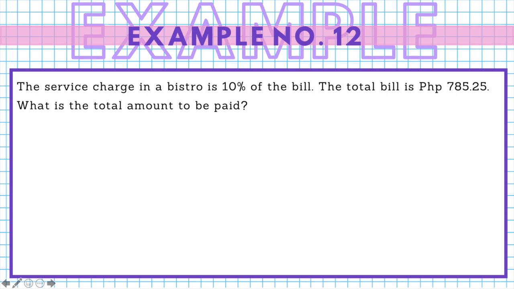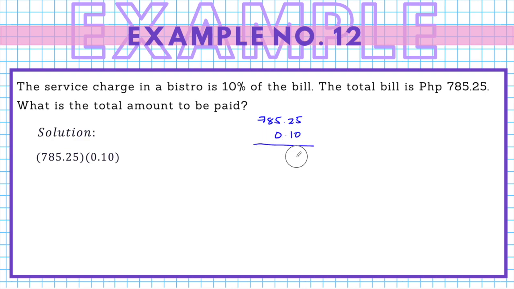Now, if we are to determine the total amount to be paid, we first need to solve how much is the service charge. So we need to get the 10% of the total bill. We can get the 10% of the total bill by multiplying the 10% to the 785.25. So multiplying this, we have 785.25 times 0.10.